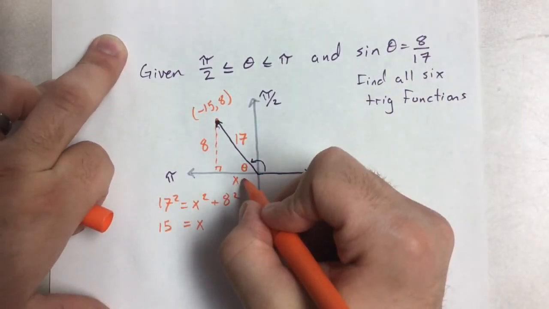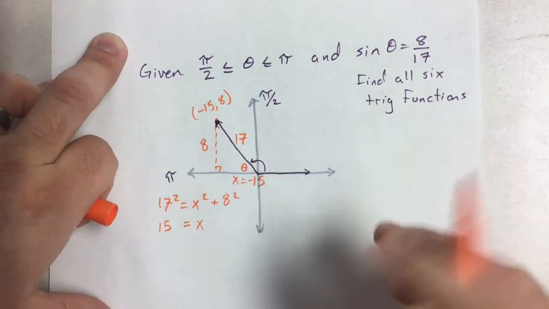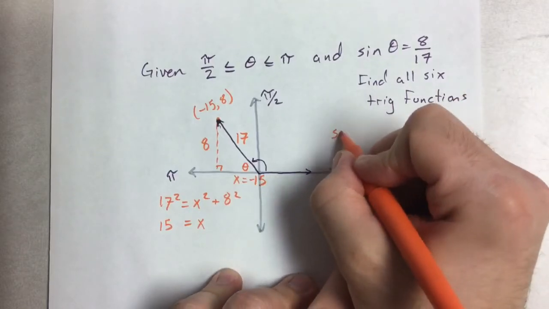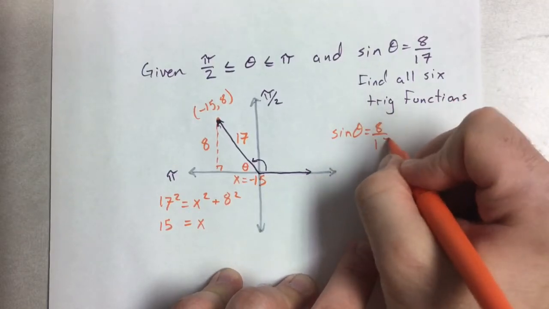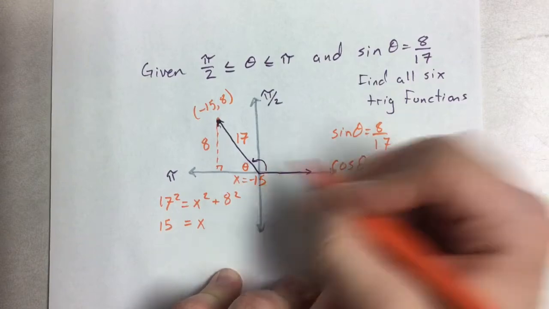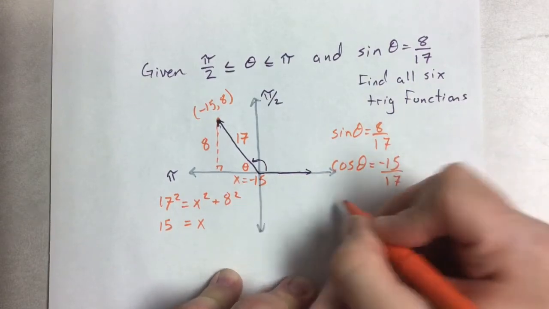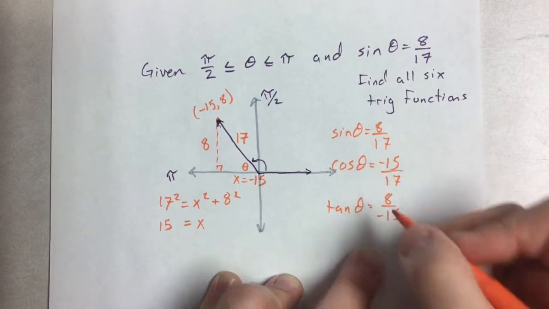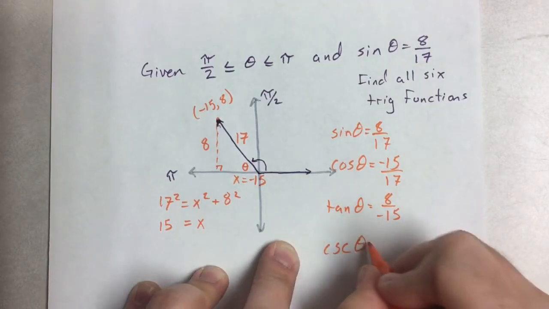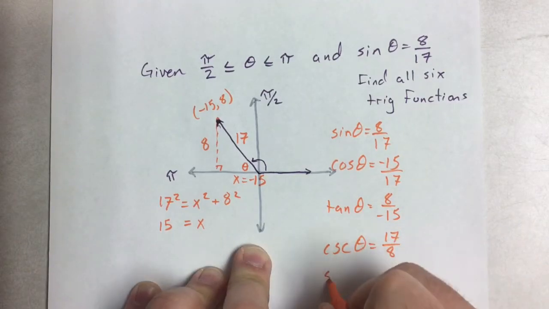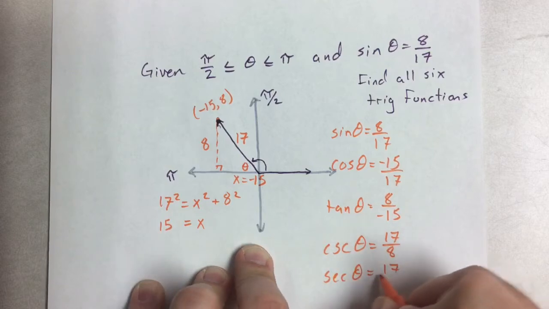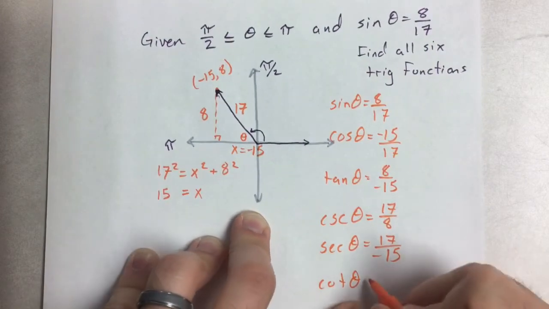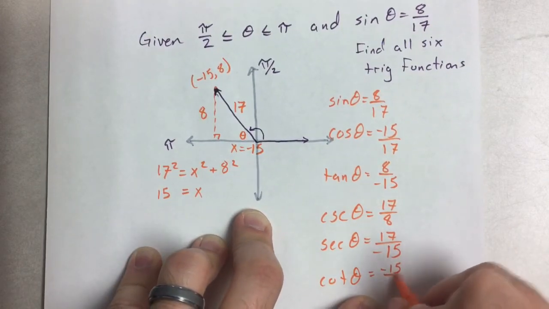So x is negative 15 again. I'll say that again, negative 15. Now we can write our ratios. So let's say we know what sine of theta is. That was given. Cosine of theta, negative 15 over 17. Tangent, 8 over negative 15. And cosecant, just a matter of all the reciprocals, 17 over 8. Secant, 17 over negative 15. And cotangent, negative 15 over 8.